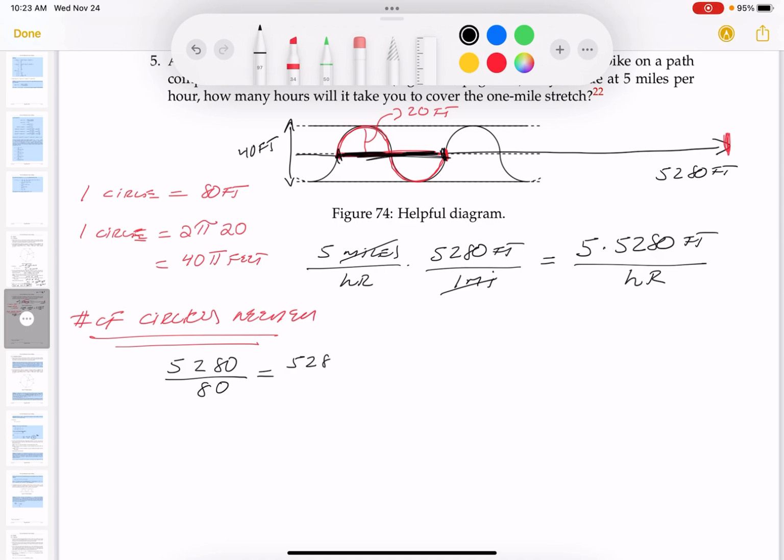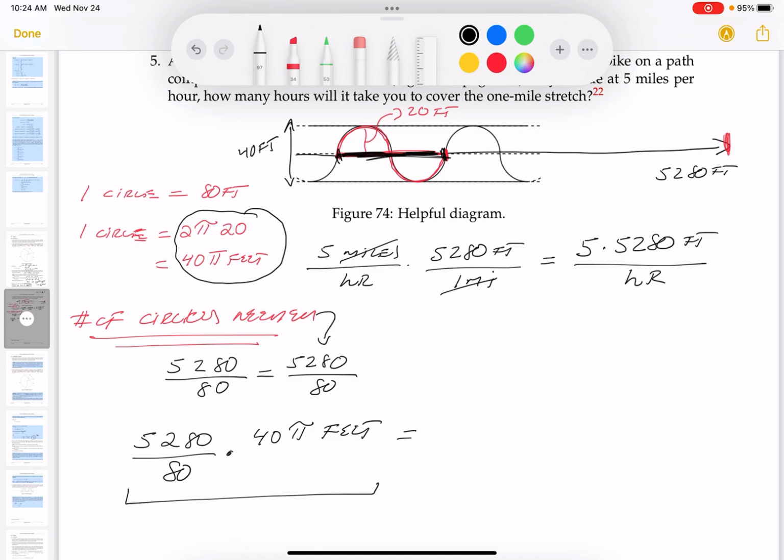528. Well, we don't need to do the arithmetic. I'll put it over 80. That's how many circles he needs. So this is, again, the number of circles. And each circle, let me write this down, 5,280 over 80. But every circle he does, even if it's a fractional circle, it's going to be worth this number of feet. Right, so I'll write this down. It's going to be 40 pi feet.